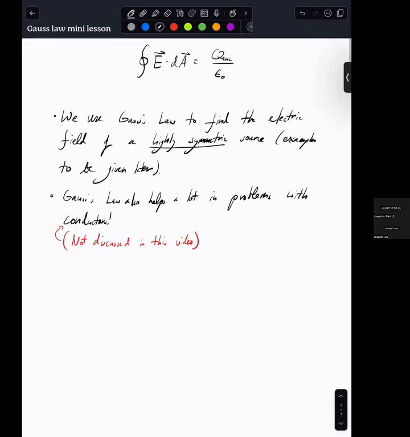So from the description of Gauss's law, you hopefully have seen this integral at this point: the integral of E dot dA is equal to Q enclosed over epsilon naught. Now the question that we're going to ask is, when do we actually use this and why do we need it?